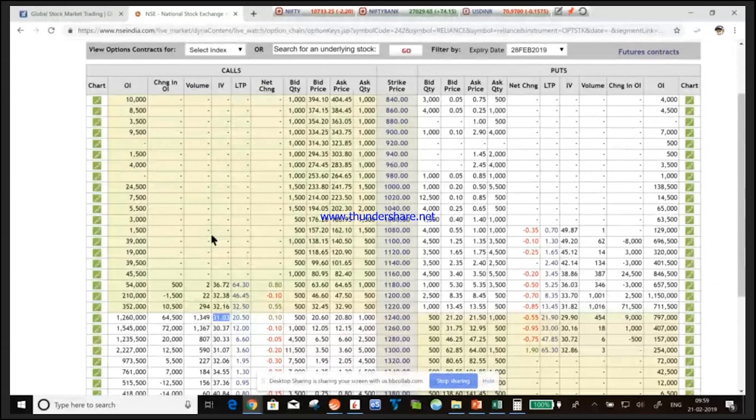Implied volatility. Yeah, bid quantity and ask quantity is in terms of number of shares. Manish, it is not Vega. It is implied volatility. Vega tells you how much it is going to affect if the implied volatility changes.